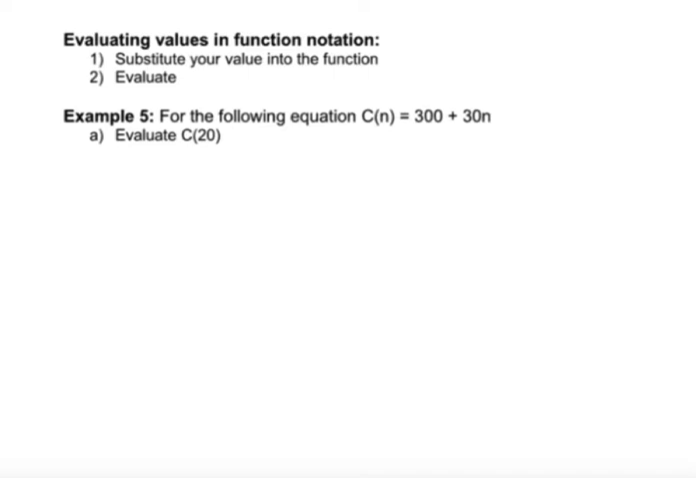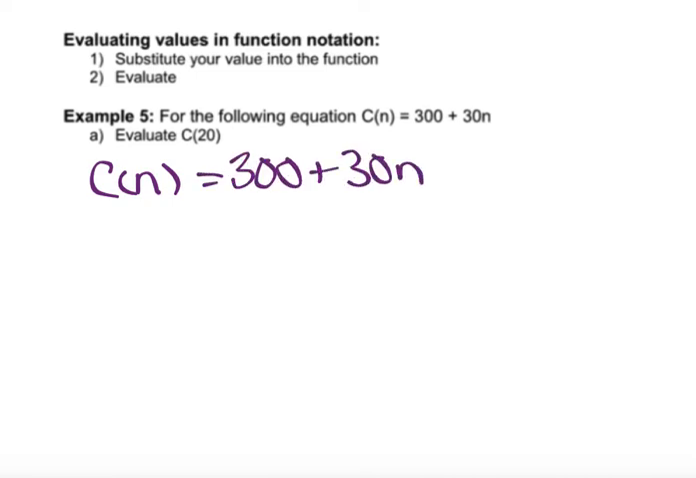So if I want c of 20, that means that I am now going to take my function, which was c of n is equal to 300 plus 30n. And I'm now being told that I want c of 20. So if I want c of 20, if you've noticed from step 1 to step 2 here, my n was replaced by a 20, which means anywhere I see an n, I'm just going to put 20 in. So we now have 300 plus 30 times 20.